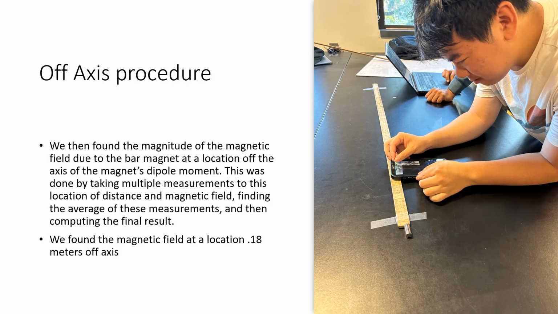Now we also had to find the magnitude of the off-axis field. We found this by using the bar magnet at a location off the axis of the magnet's dipole moment. This was done by taking multiple measurements of distance and magnetic field at this location, finding the average of these measurements, and then computing the final results. As you can see, it was basically the same thing that we did, just a little bit off of the axis. We found the magnetic field at a location 0.18 meters off the axis.